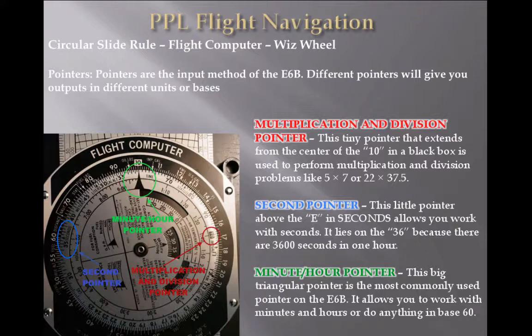The second pointer is the little pointer above the E in seconds, which allows you to work within the seconds measurements. It lies on a 36 because there's 3,600 seconds in an hour. Again, you'll use that occasionally, but nowhere near as much as the minute and hour pointer, which is the big triangle pointer. It's the most commonly used, and it allows you to work with minutes and hours or to do anything in base 60. So remember base 10 for multiplication and division, and base 60 for hours, minutes, and seconds, because they all run in base 60.